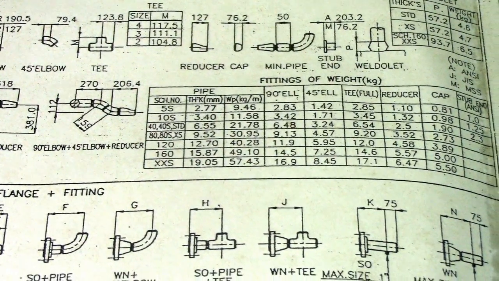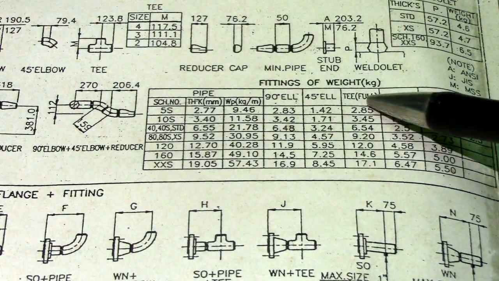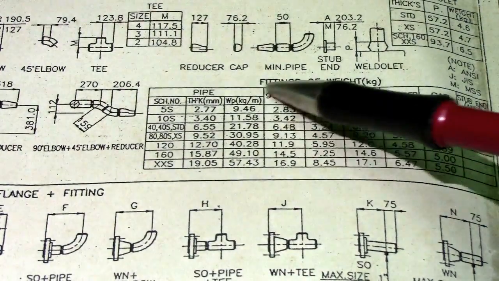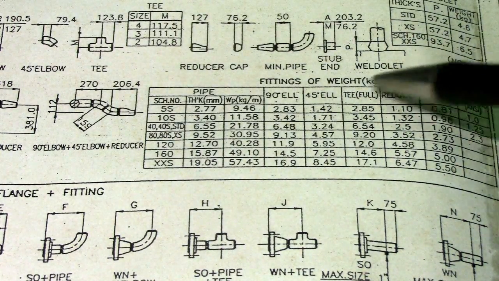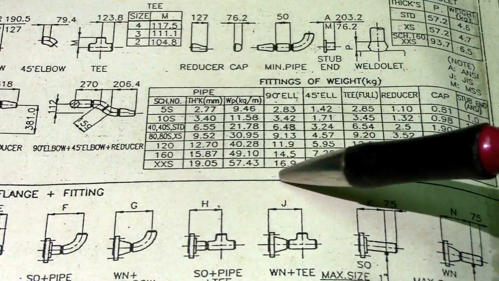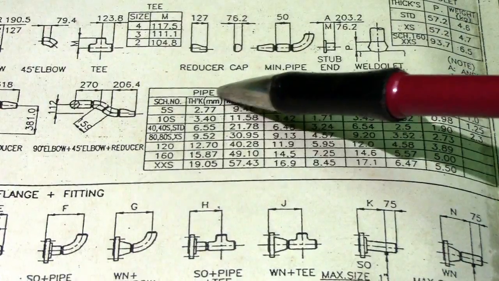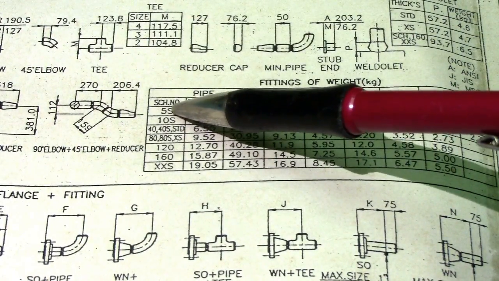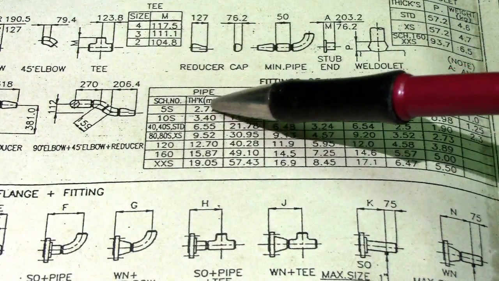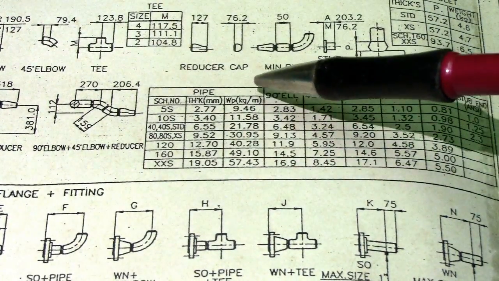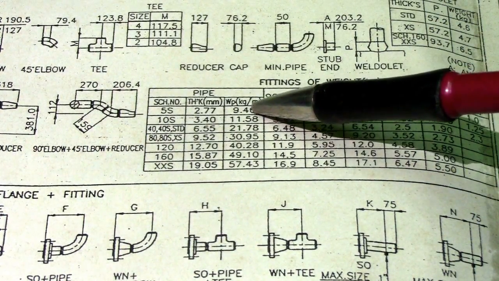Now we have a table of fittings weight in kilogram. So we have a pipe here, elbow 90, elbow 45, T, reducer, cap, and this is the weight based on the thickness. Okay, for example on the 5 inch, schedule 5S, 10S, standard, 40, 120, double XS. So this is the thickness. Please take note of that one, this is kilogram per meter. Okay, so this is it.